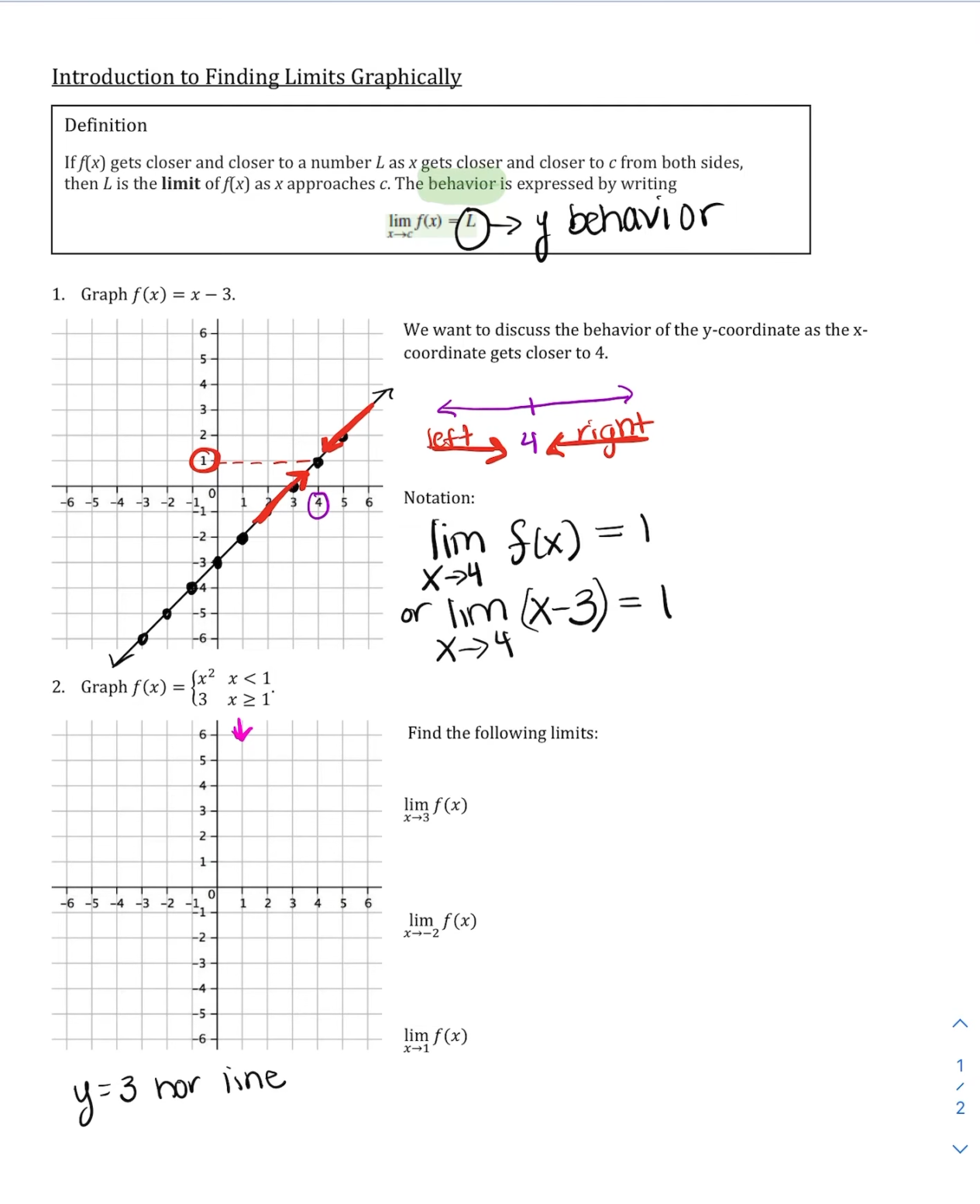So the piece starts when x is greater than or equal to 1, and because you have the equal to 1, you're going to do a closed circle. So you're going to have a closed circle at y equals 3, and then your piece is going to be defined everywhere where x is greater than 1.